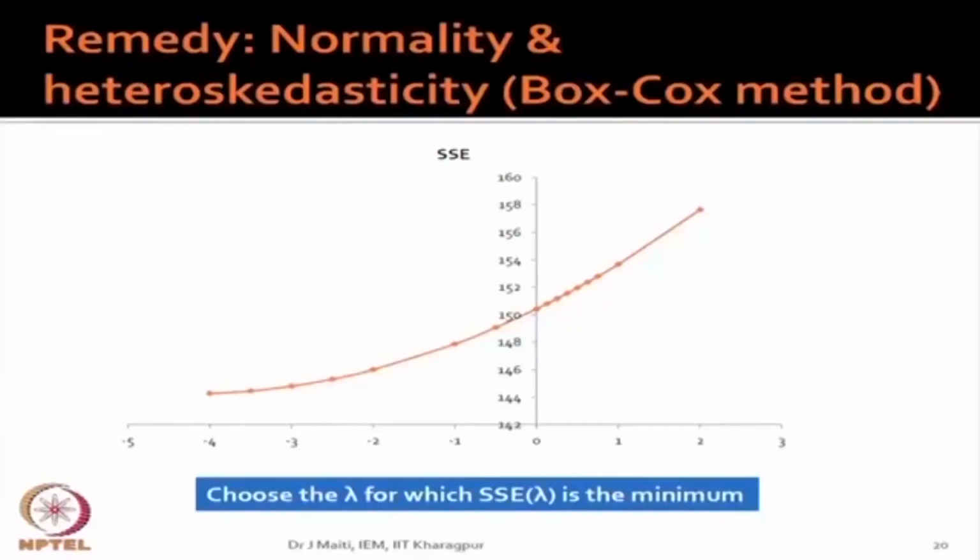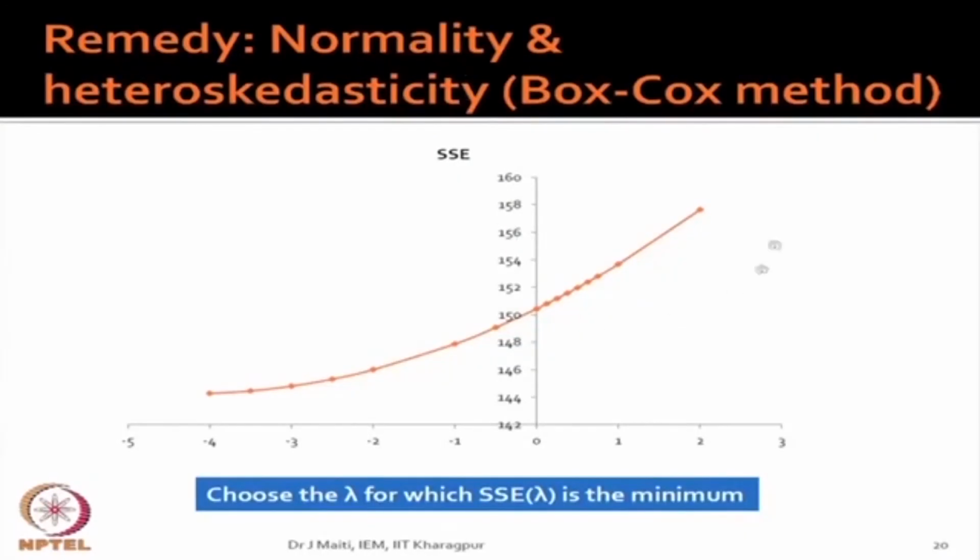So, first, for various lambda values, we have to find out the transformed y and the SSE. Yes, every time we have to do it, and when the SSE is minimum, that lambda you will consider for your regression equation. This is the Box-Cox method, as given in Montgomery et al., 2003. This is the way the Box-Cox transformation is done.